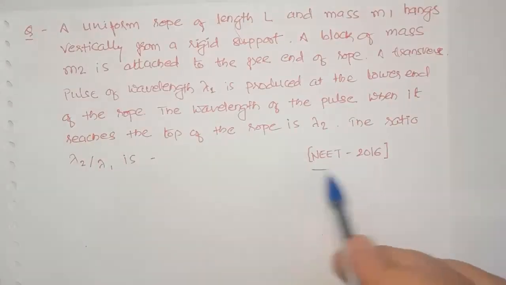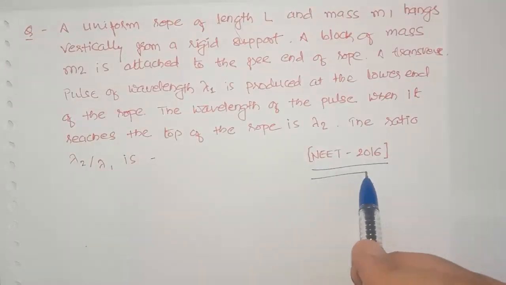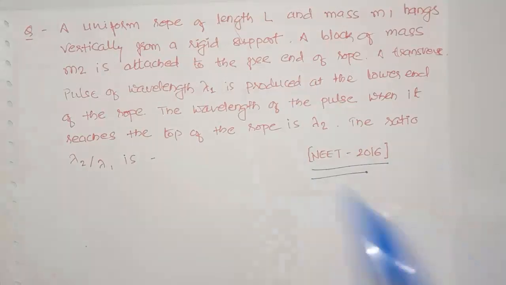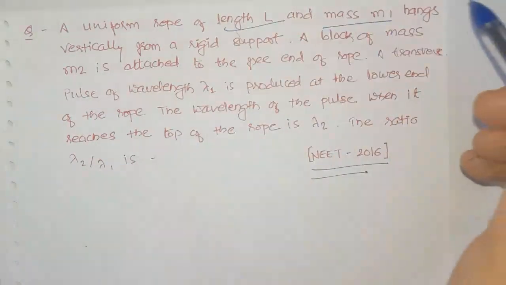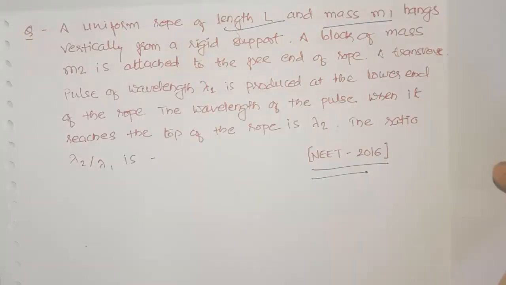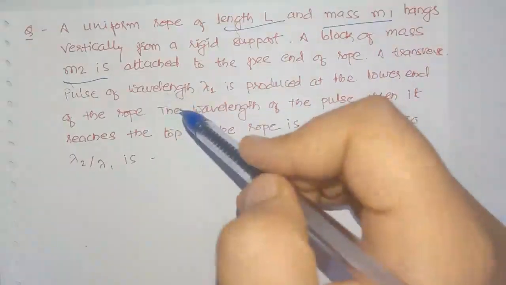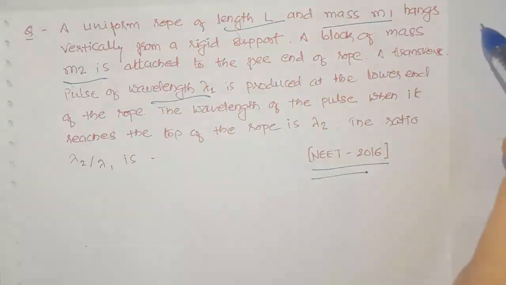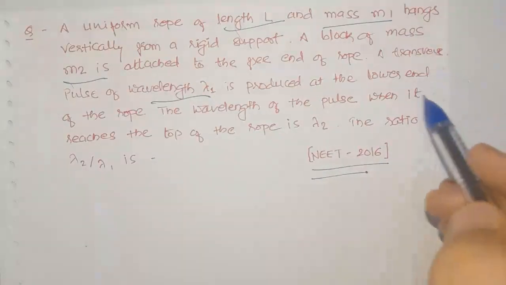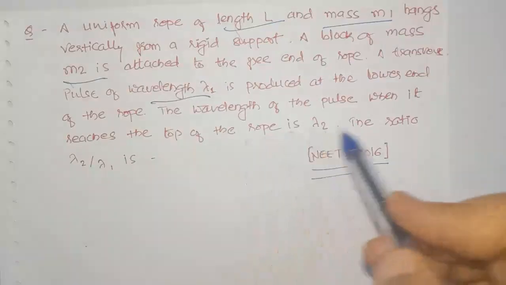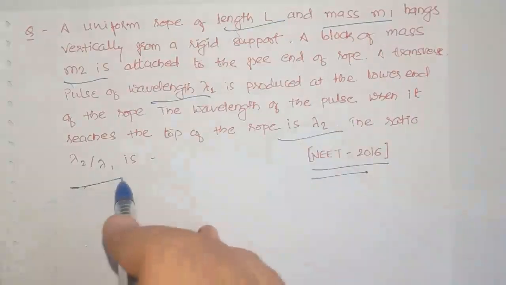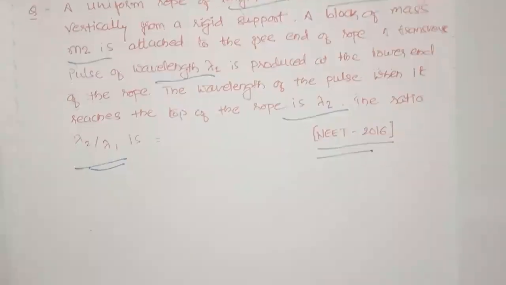This question was asked again in NEET 2016. A uniform rope of length L and mass M hangs vertically from a rigid support. A block of mass M2 is attached to the rope at the free end. A transverse pulse of wavelength lambda 1 is produced at the lower end of the rope. The wavelength of the pulse when it reaches the top of the rope is lambda 2. What is the ratio of lambda 2 by lambda 1?